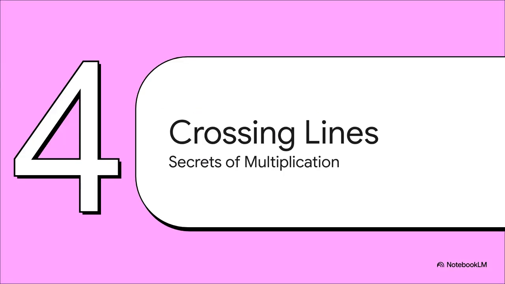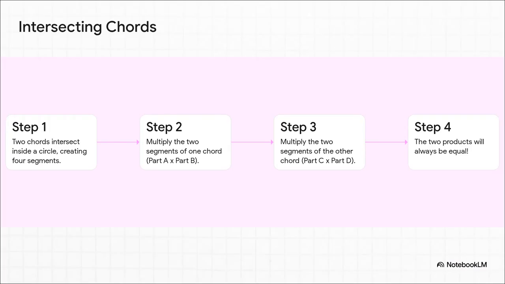All right, so we've unlocked secrets about angles, but you think the circle is done? Not even close. It also has some incredible secrets that involve, of all things, multiplication, and they pop up whenever lines start crossing each other. So first, let's check out what happens when 2 chords cross inside a circle. This intersection point splits each chord into 2 smaller pieces. And here's the magic. If you multiply the lengths of the 2 pieces from one chord, you get a number. Now, if you do the exact same thing for the other chord, you get the exact same number. It's wild. It works every single time. Part A times part B is always equal to part C times part D.